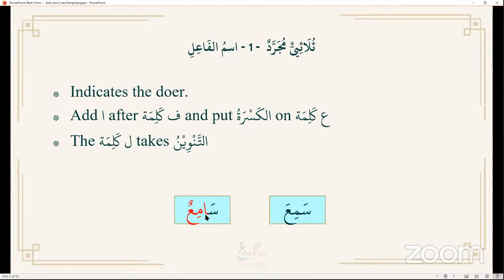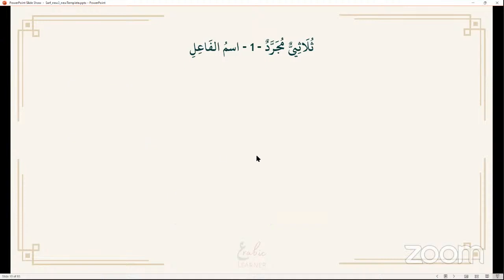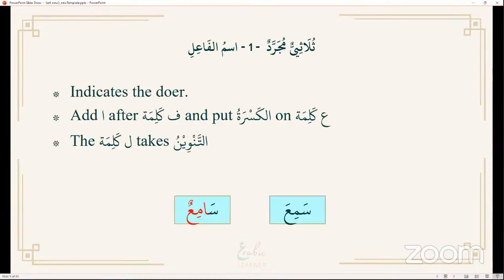Understood? In Urdu, I'll say sunne wala. Sami'a, he heard. Sami'un, hearer. Is it clear? That's all. This is all Ismul Fa'il. Nothing difficult in it. So remember that it is for Thulathi Mujarrad. I'm not talking about Mazid Fi.